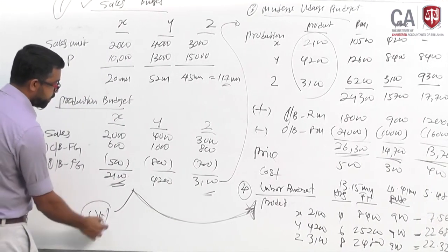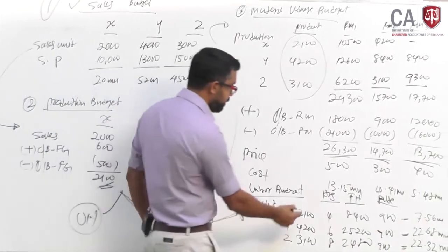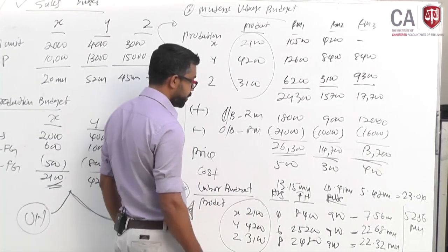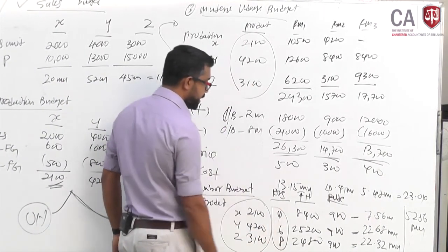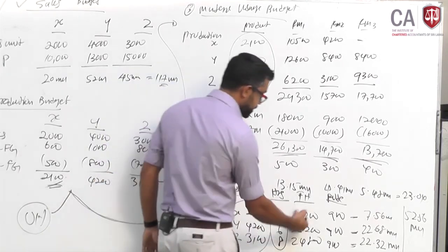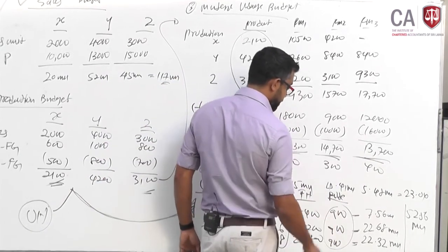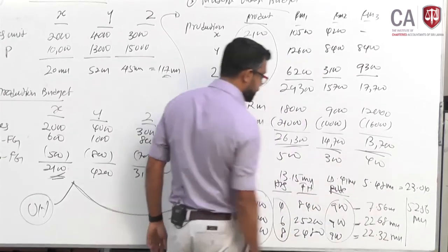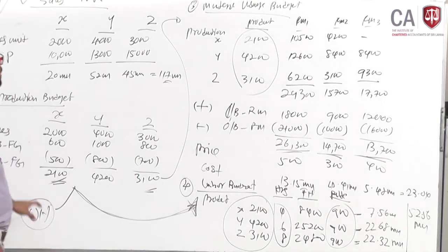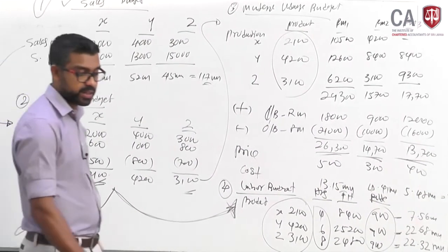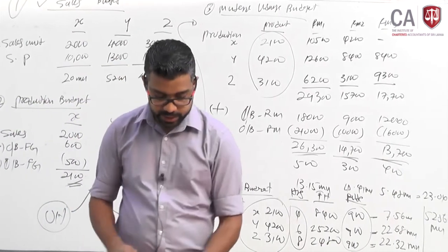Overhead budget also, production. So here you have this much of units need to be produced. The hours per unit give the total hours, and multiplying by the rate per hour gives the total cost. Simple. Right? So this is how you prepare basic functional budgets, right?